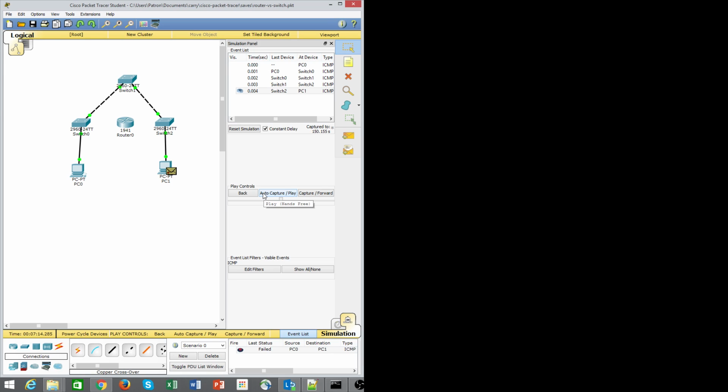That is the difference between a router and a switch. A router connects two or more different networks, while a switch can only connect within the same network.